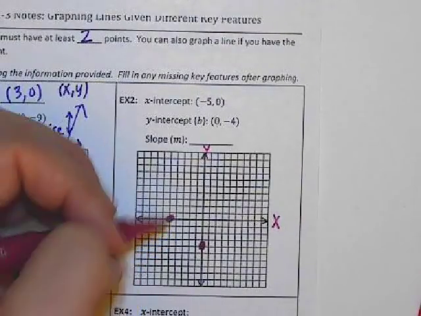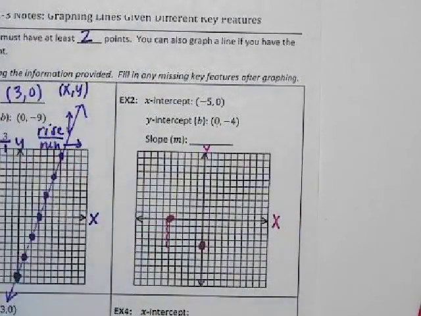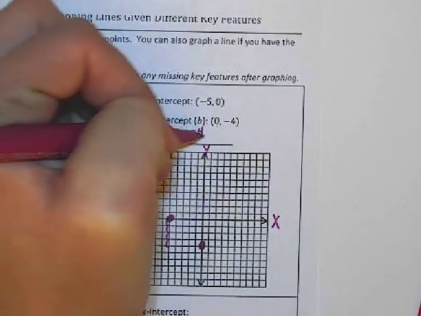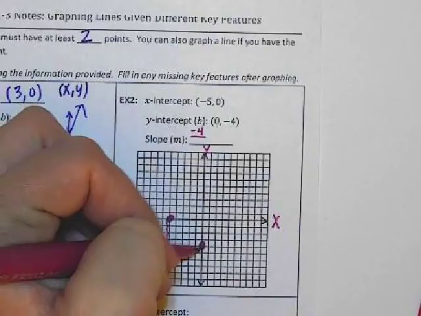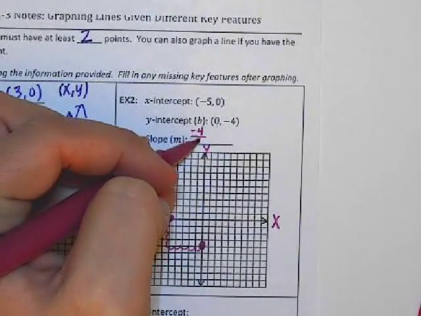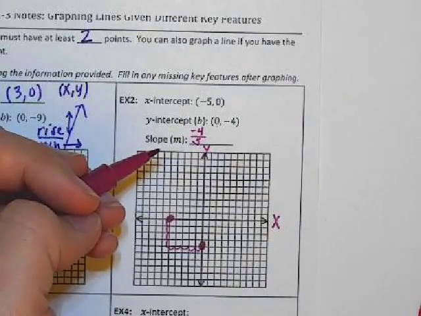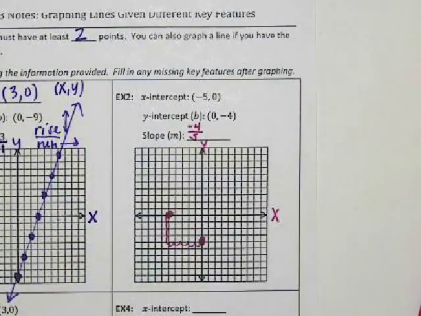Okay, so I'm going to go down how many? 1, 2, 3, 4. I went down 4, so what does that mean? Negative 4 over. To the right, 1, 2, 3, 4. So negative 4 over 5. Can I reduce that? No. No, you're right. I cannot reduce that.